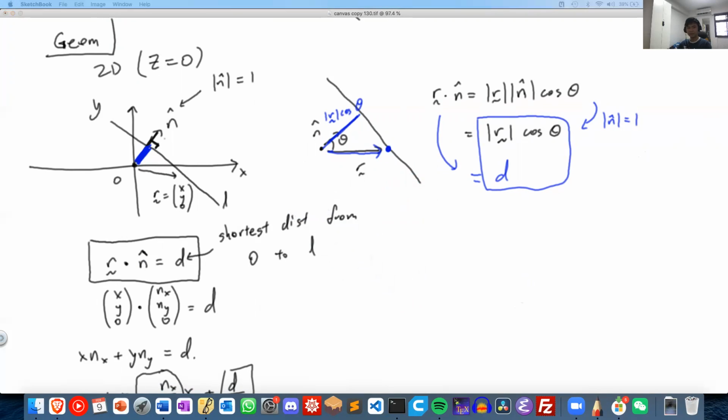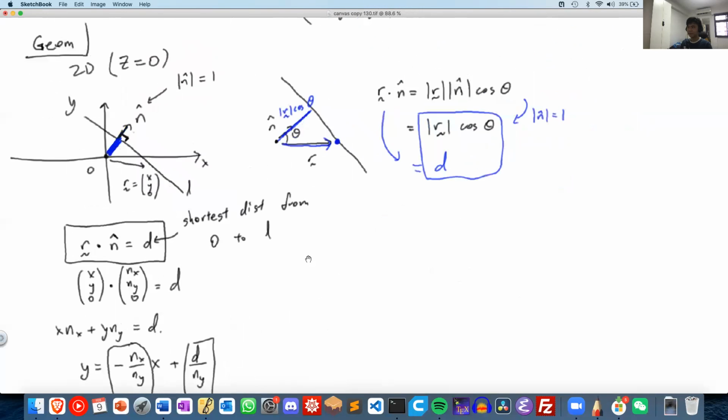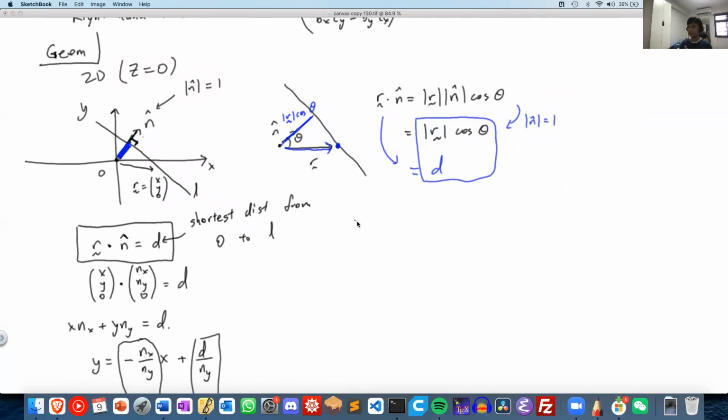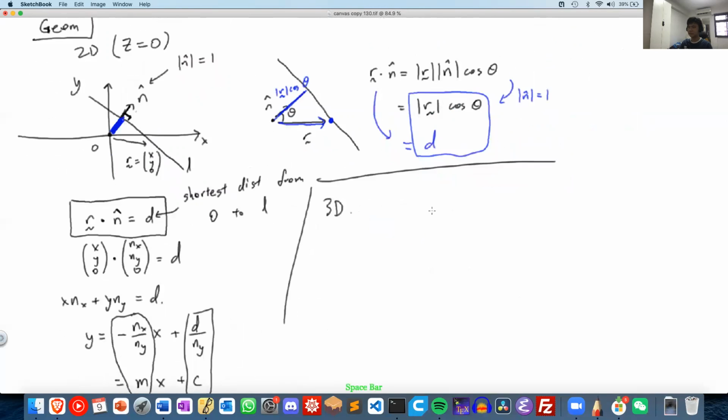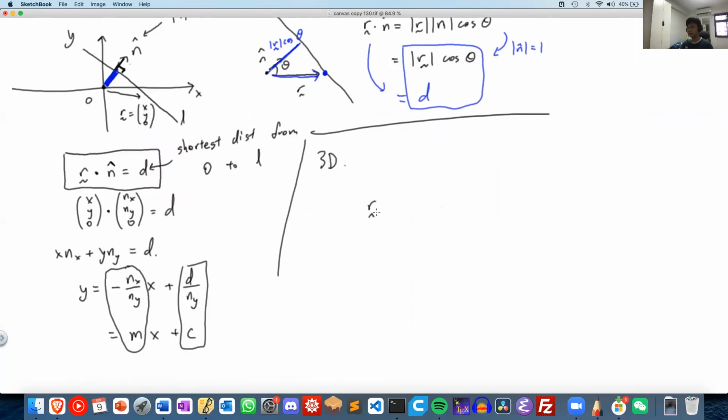So I went through this trouble of talking about it in 2D because it's easier to draw, and this equation is immediately recognizable as the equation of a line because we're all familiar with that. But now you can carry it over to 3D. Actually, it's more or less the same idea. Now we're no longer restricted to the xy plane, and r dot n is going to describe a plane.